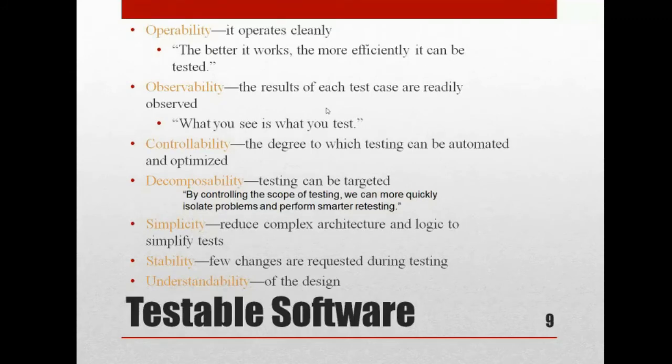And then understandability, right? The design should be easily understandable. Based on the understandability, we will be able to test it properly. That is why understandability is also a major characteristic. Fine. So these are the seven characteristics for a testable software, right? This is not actually testing characteristics. This is the characteristics of testable software.